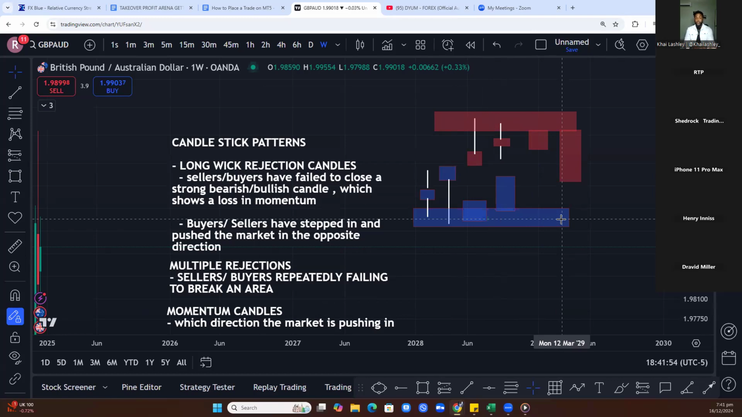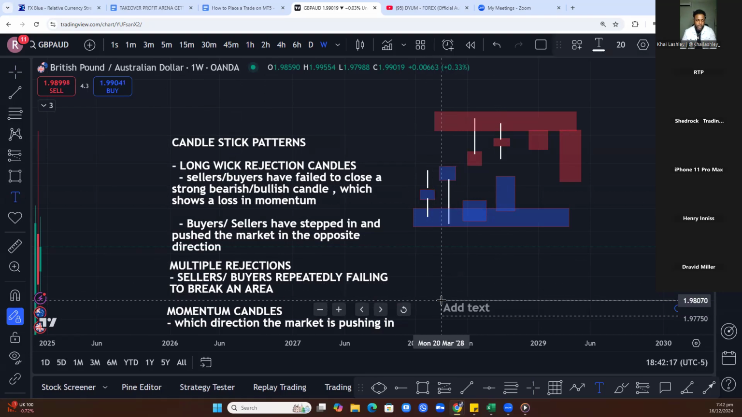What is it I'm actually doing to confirm that I'm looking to actually buy or sell in this particular area? These are the things you're looking for. You're looking for long wick rejections. You're looking for multiple rejections. You're looking for momentum candles. And last but not least, that's one, two, three, four. Number five, you are looking for my favorite one. Anybody could guess? Actually, there's six. Anybody could guess what number five is?